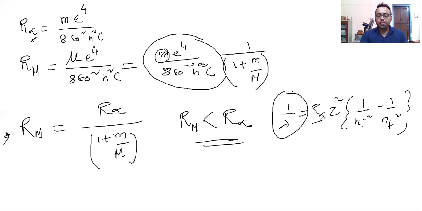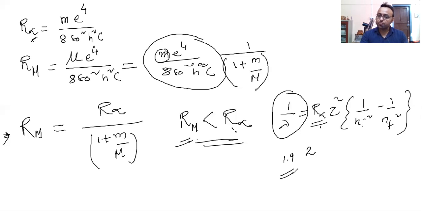So now this R infinity is no longer R infinity, it has become Rm, and the Rm value is less than the R infinity value. Okay, Rm value is less than R infinity value. That means if I write Rm in place of R infinity, what will happen to the 1 by lambda value? It will decrease.